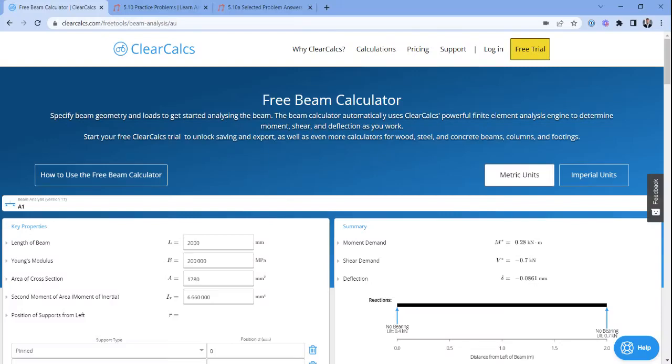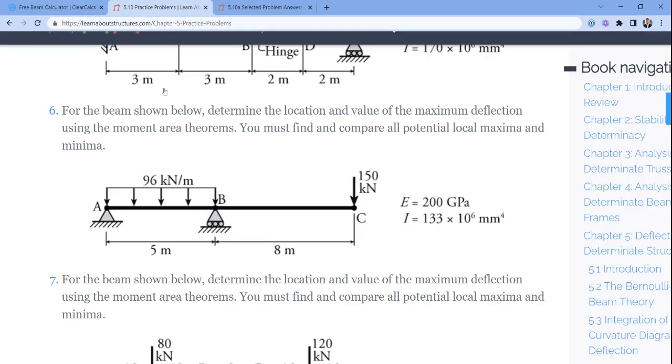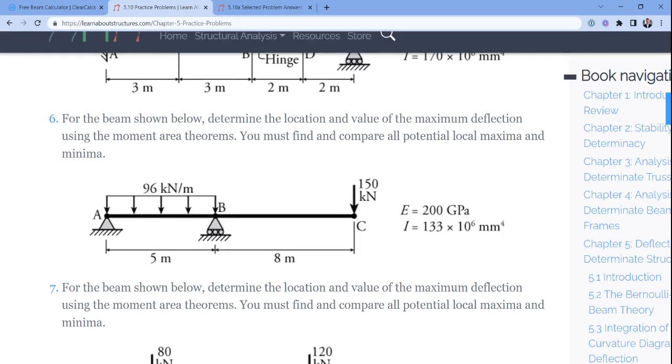Hello, in this video we're going to go through a quick example using our free beam calculator tool that's available for anyone online. We'll be doing things in metric units today, but this works just as well in imperial units.